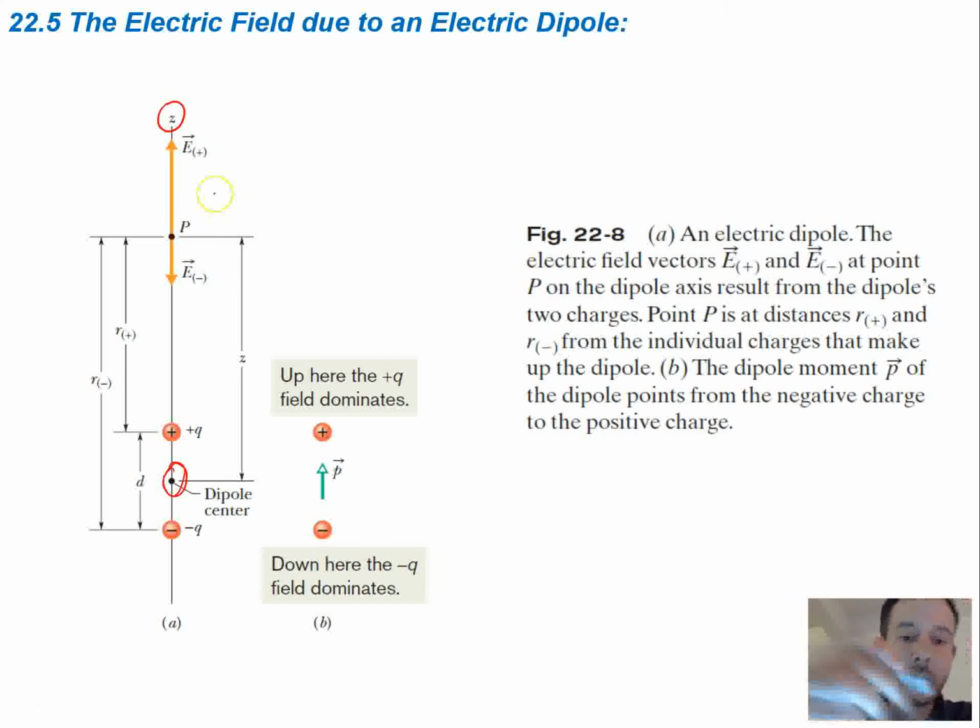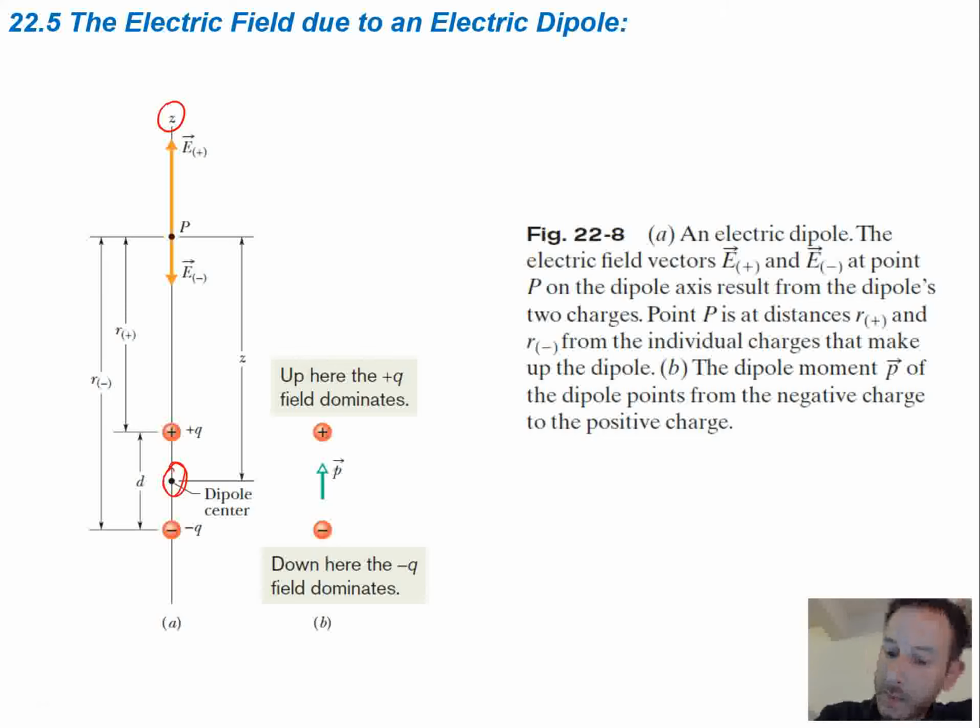Now, at this point, just like when we were calculating electric fields, it's going to have electric field due to every charge. So there's going to be some E positive field that's going to be slightly larger than some E negative field, just because the positive charge is closer to the point.